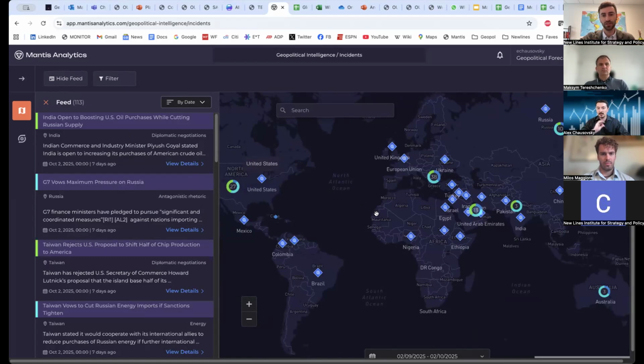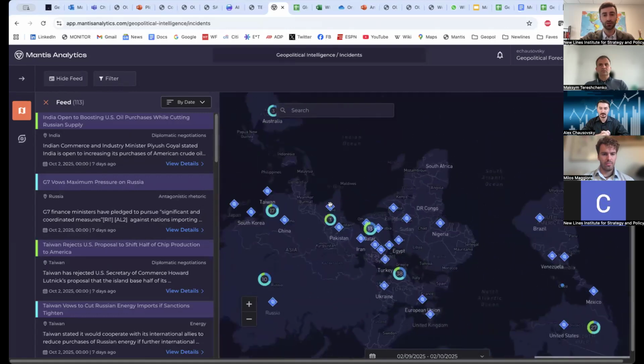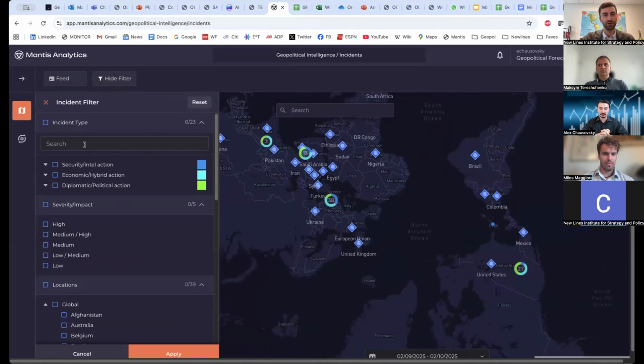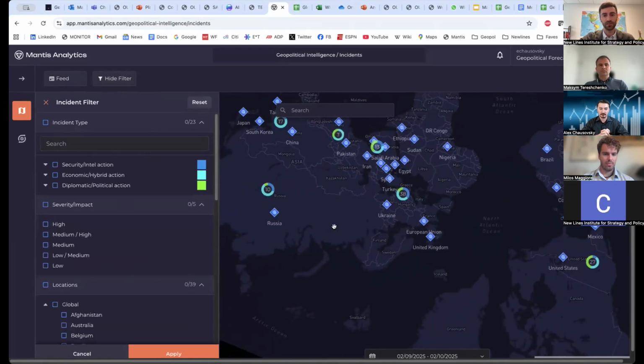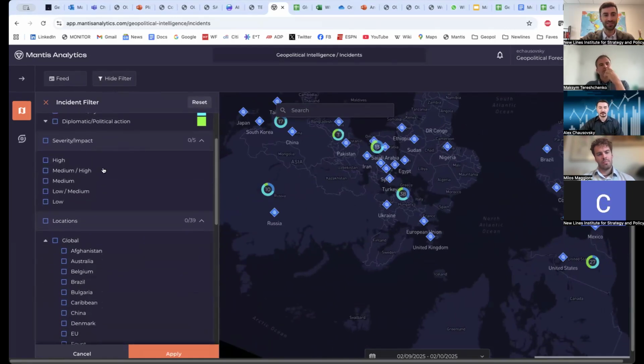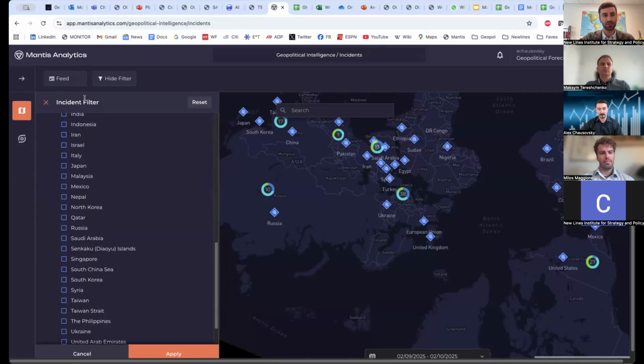As an example of this, I should note that you can filter this in a number of different ways. You can look at events from today, this week, this month, and you can even create your own custom range. Then you can filter it further by different types of incidents, for example security, economic, or diplomatic actions. You can look at it by different severity and impact levels that we assess in terms of the risk or opportunity of those items, and then by locations as well.